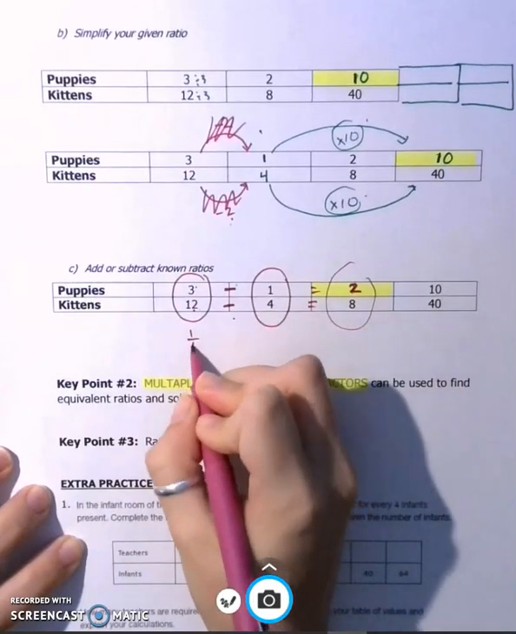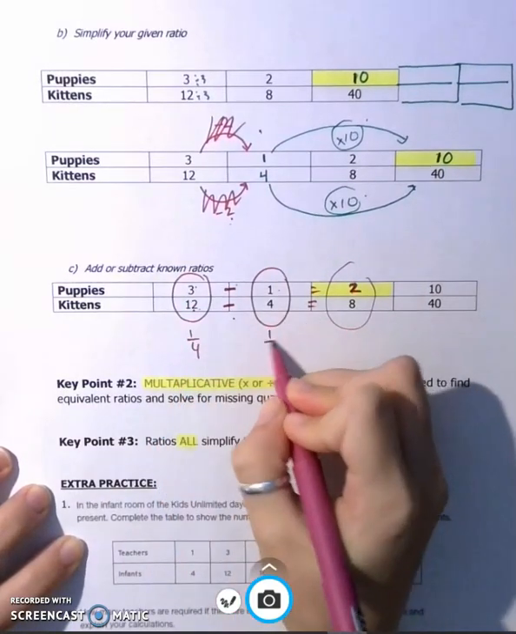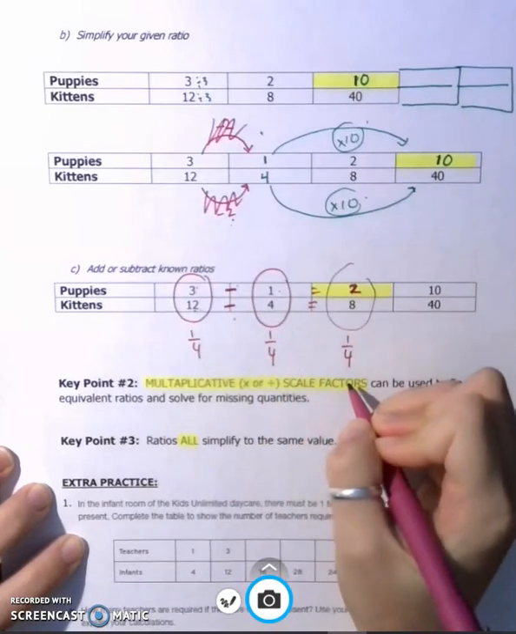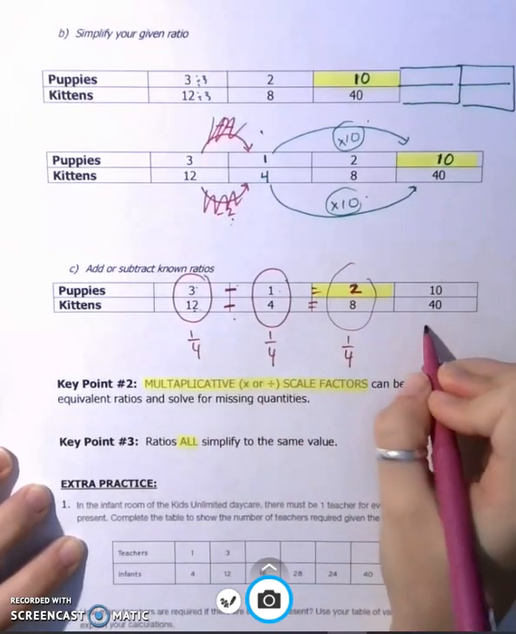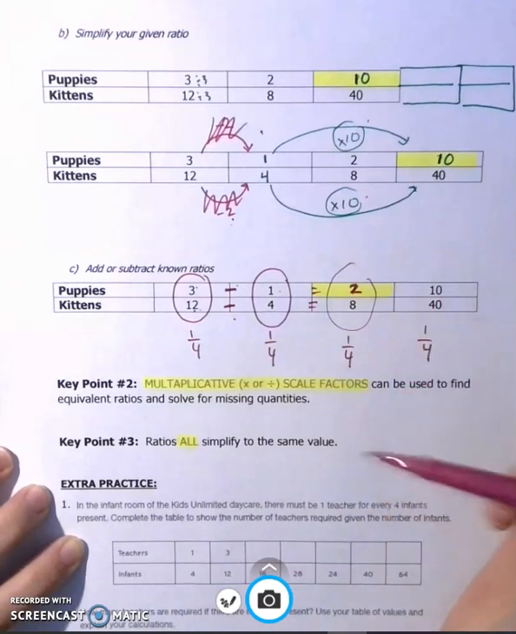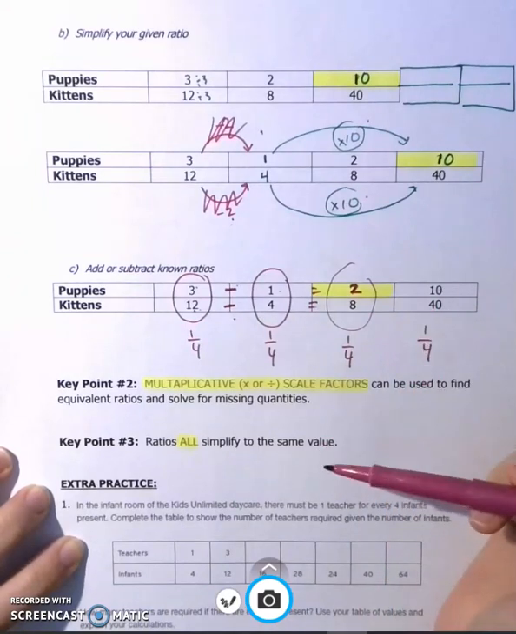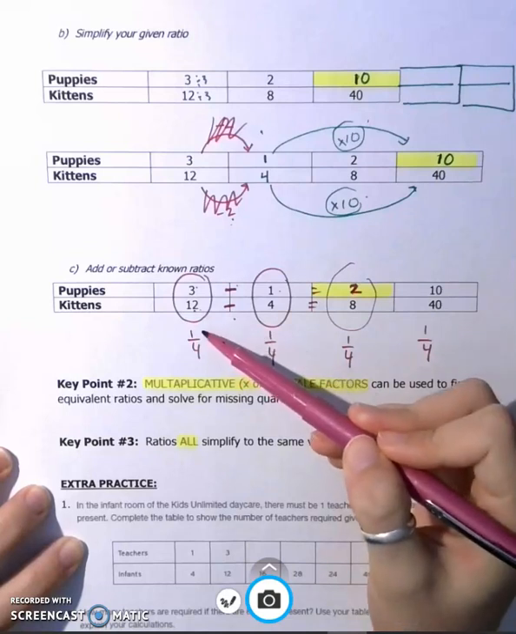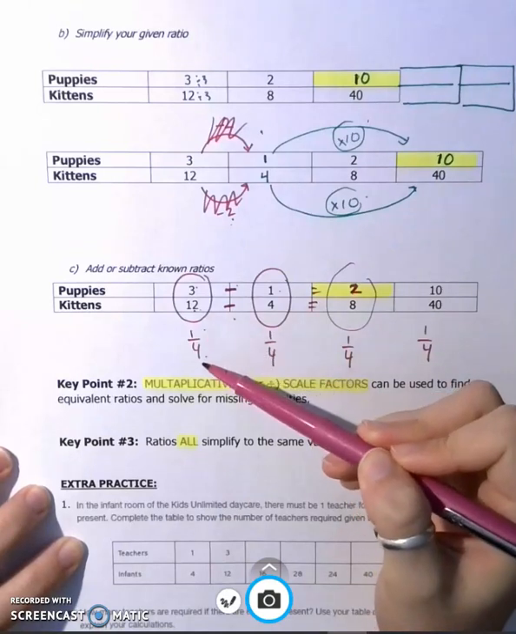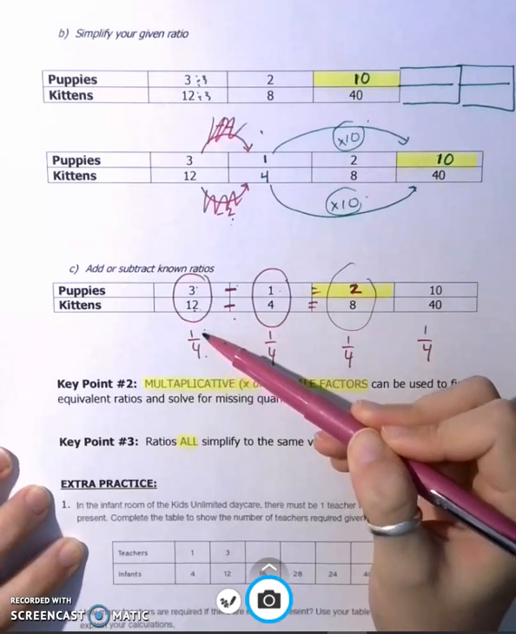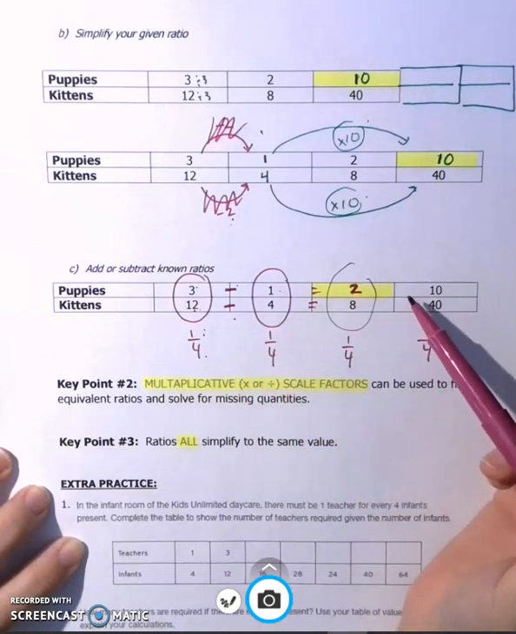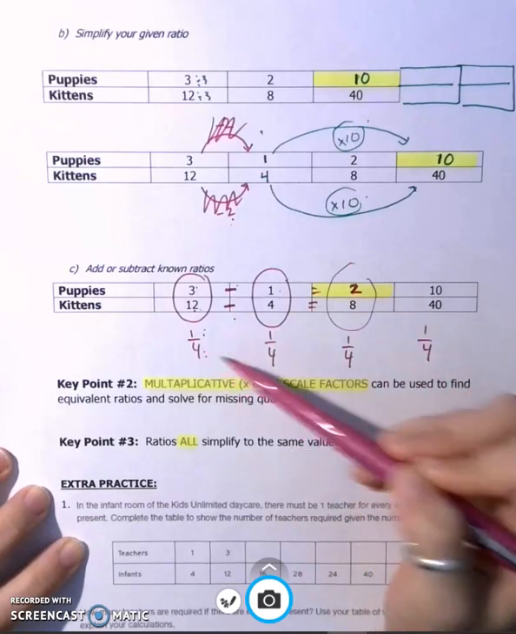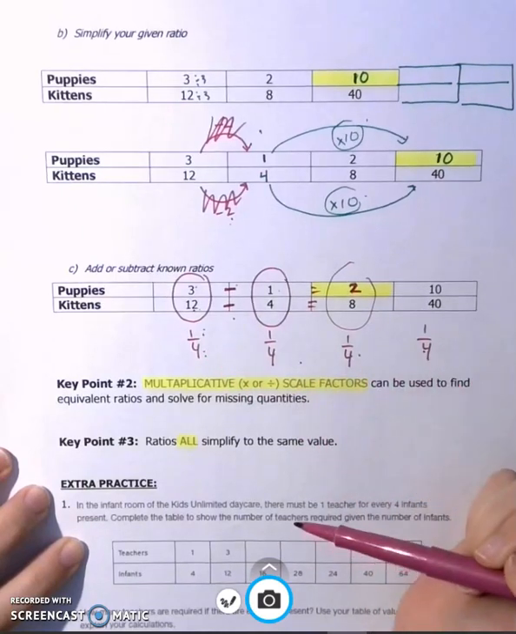Our last key point is that ratios all simplify to the same value. 3/12 simplifies to 1/4. 1/4 is already simplified as 1/4. 2/8 simplifies to 1/4. 10/40 simplifies to 1/4. A ratio by its nature means that we're representing the same relationship. For every 1 puppy there are 4 kittens, whether we have only 1 puppy or 10 puppies or 1,000,000 puppies. They will all simplify to the same value, the same number.